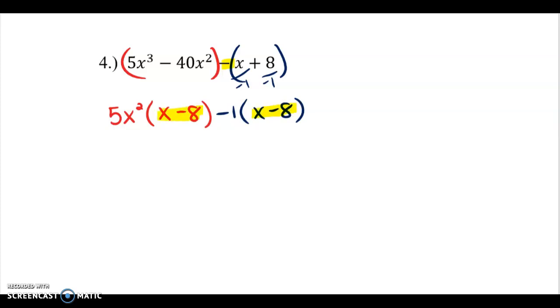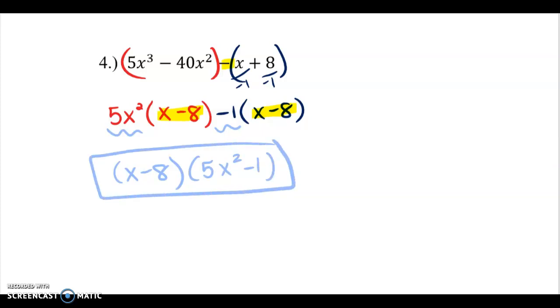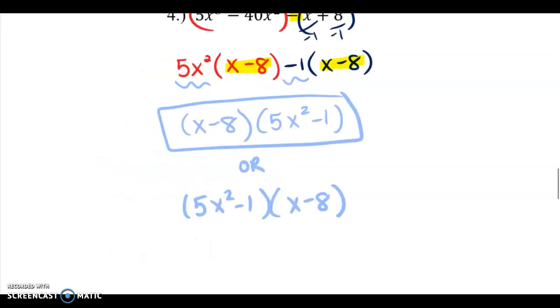The first parenthesis is my first term, so the x minus 8 is my first term, and the GCF is your second term. So 5x squared minus 1. You can write your order differently. You could write 5x squared minus 1 first, and then x minus 8 second. That's okay. I just usually put what they have in common, that common parentheses, first. But if you have your order different, it's still correct.